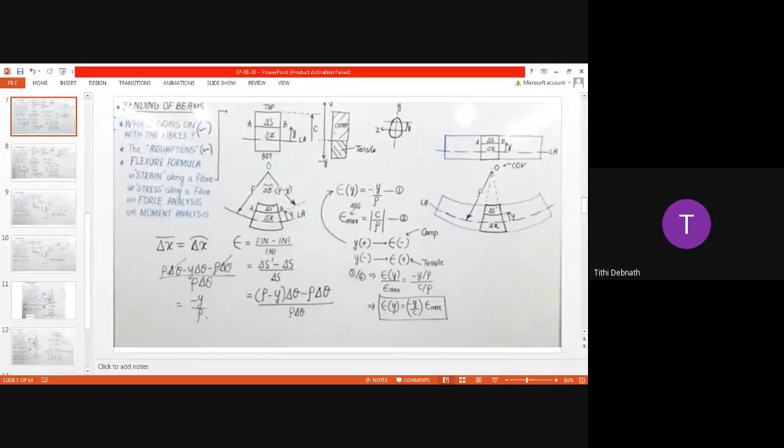Yes, sir. That point. See, this is the center of... This is not V, this is R. Oh, the center of radius. This is the radius. If we extend this line and extend this line, this will give you the center of radius. Okay, sir.